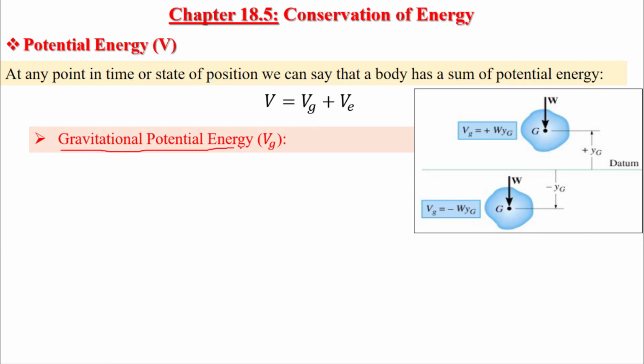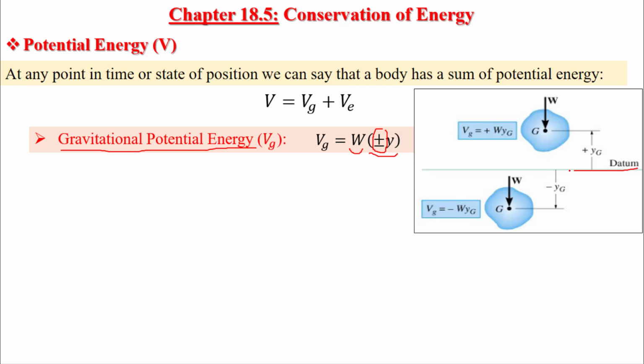First, gravitational potential energy. Its equation is equal to weight multiplied by displacement, and both of them must be parallel to each other. So when do we substitute it as positive and when as negative? When is the sign of the potential energy positive and when is it negative?